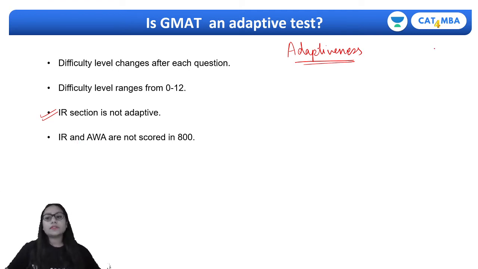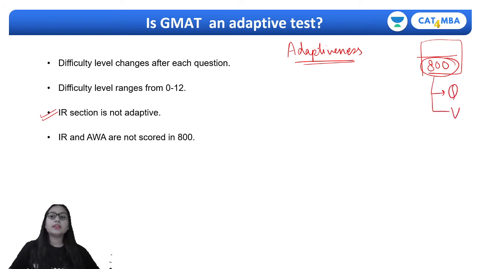So as we know that you get a score out of 800 in GMAT. So the score of 800 is the score of quant and the verbal section. The score of IR is separate. You get a separate band score for IR section and a separate score for AWA section, right? So for IR, you get a score out of 12 and for AWA, you get a score out of 6 or 8. Alright, so these are not scored in 800. So this is something that you should be aware of.